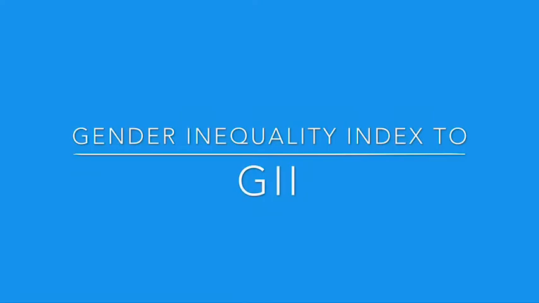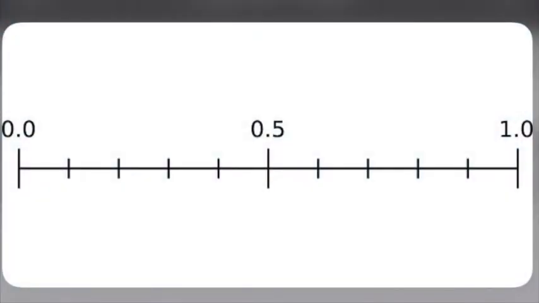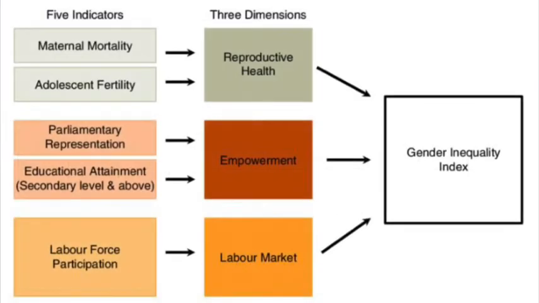Now I will switch over into talking about the Gender Inequality Index, and this is an index that shows the loss in potential human development due to disparities between female and male achievements. Like the Human Development Index, the Gender Inequality Index is on a scale from 0 to 1, and a score closer to 0 means that there is less gender inequality, and a score closer to 1 means that there is more gender inequality. This graphic organizer introduces the aspects that go into measuring the Gender Inequality Index.